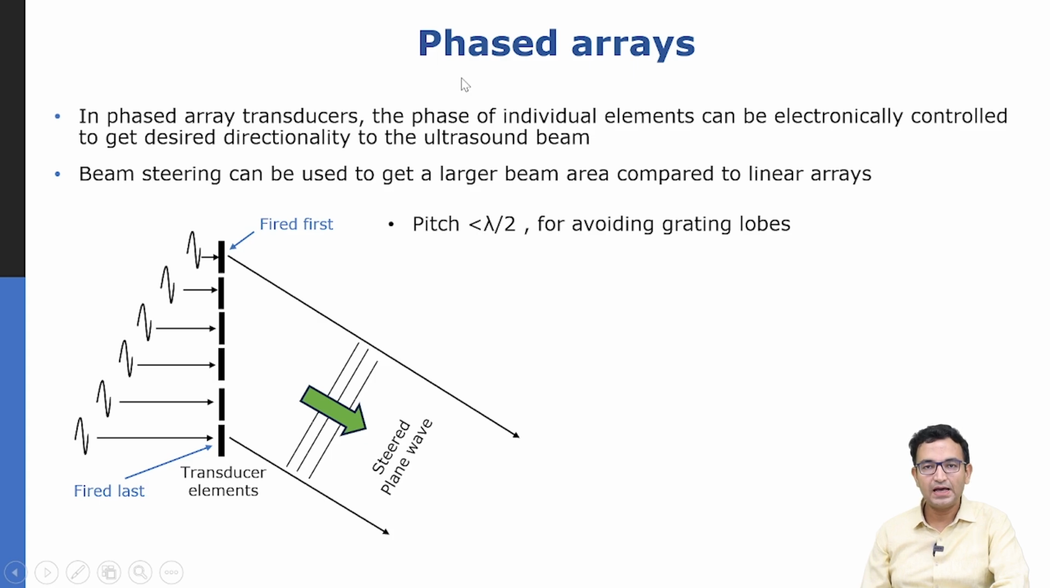Then we discussed phased arrays, which are very useful when you have a narrow acoustic window and you want to take a look at a broader region, and in this you have the possibility of steering the beam by providing these kinds of delay patterns. For phased arrays, you have to have a pitch less than lambda by 2 for avoiding these side lobes called grating lobes, which can actually degrade the performance of your imaging, and more on grating lobes in the chapter on beamforming.